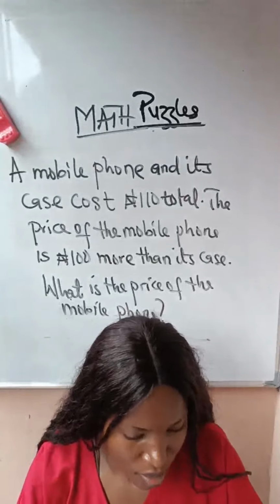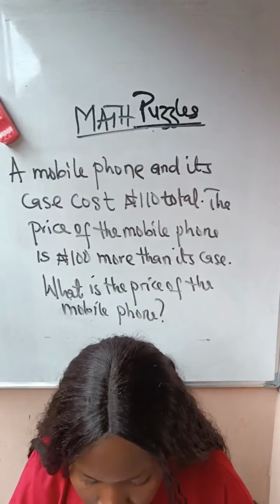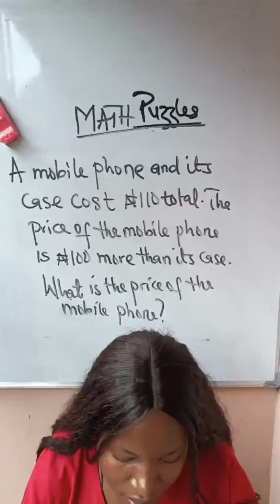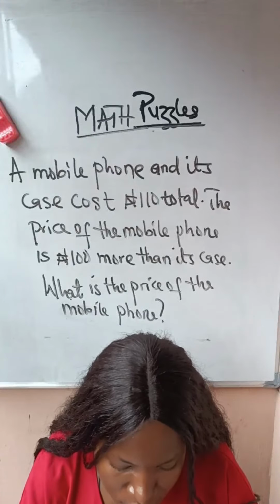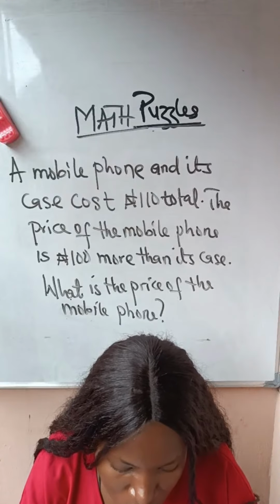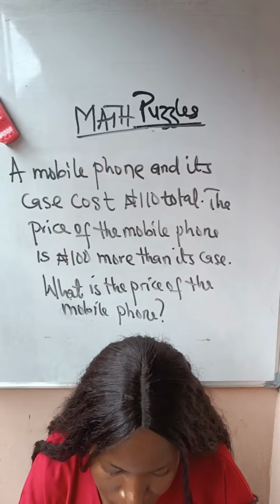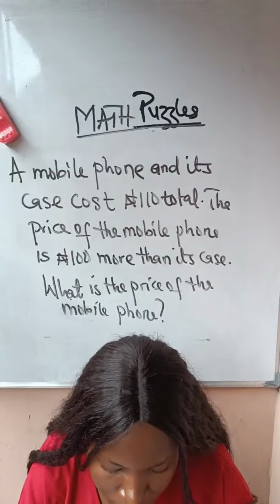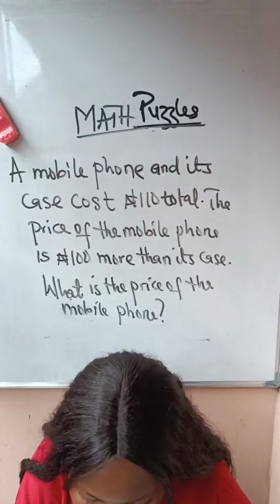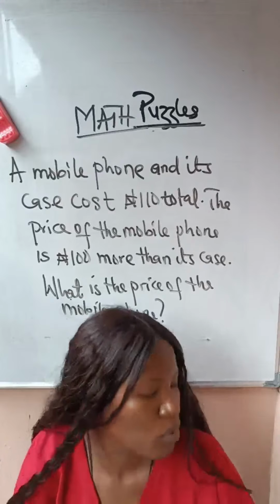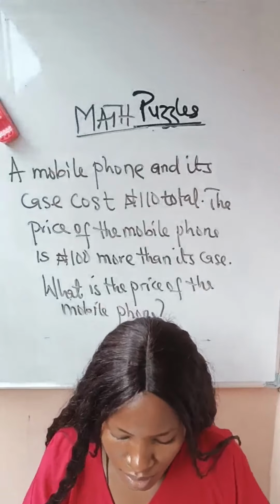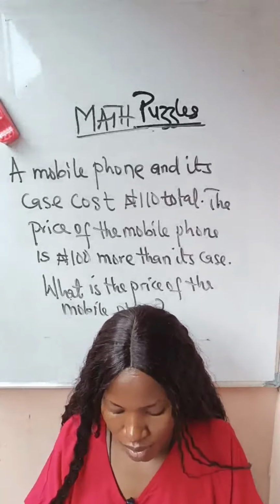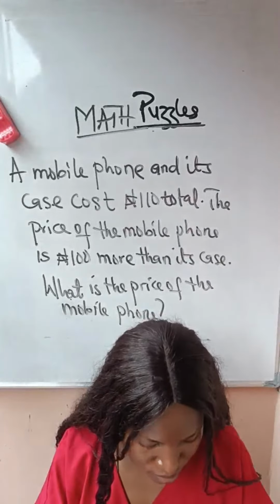So the question is saying a mobile phone and its case costs 110 naira in total. The price of the mobile phone is 100 naira more than its case. What is the price of the mobile phone? Only 2 persons have answered. Try this yourself.